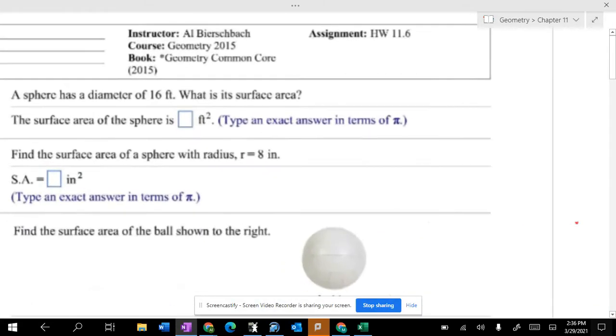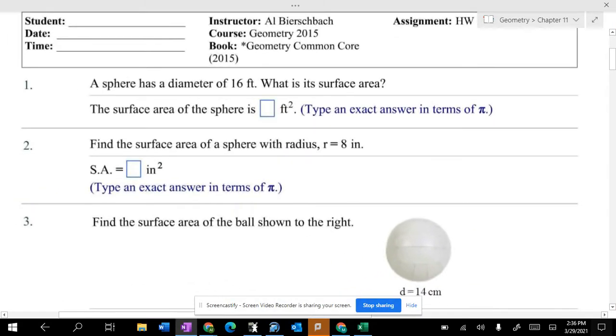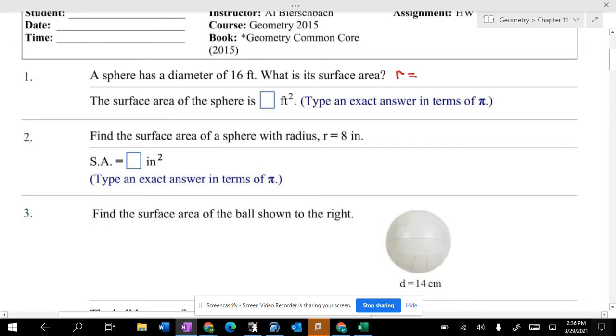All right. So the first one, I'm given a diameter. So if you're given a diameter, you change it into a radius. The radius equals 8. If you want to find the surface area, it's simply 4 pi r squared. So it's 4 pi 8 squared. So it's 4 pi 64. So it's 4 times 64, which is 256 pi. Easy peasy lemon squeezy. Okay?